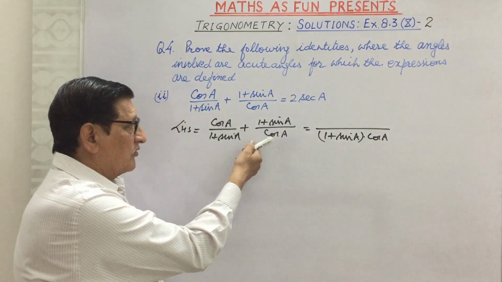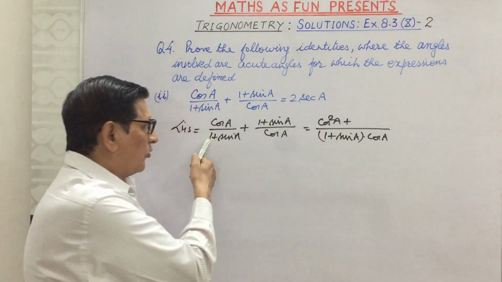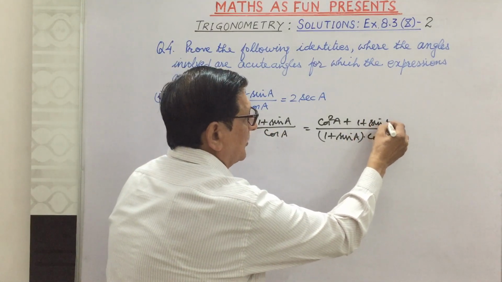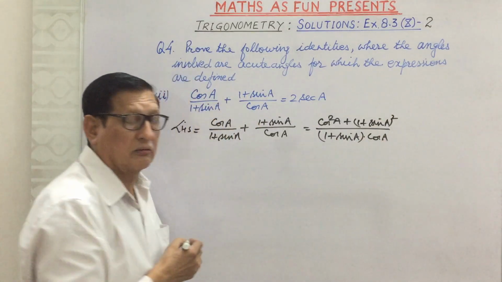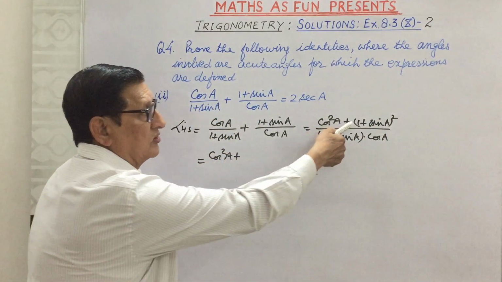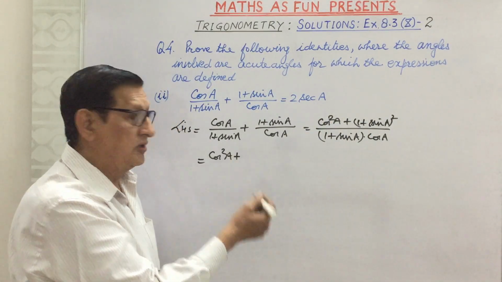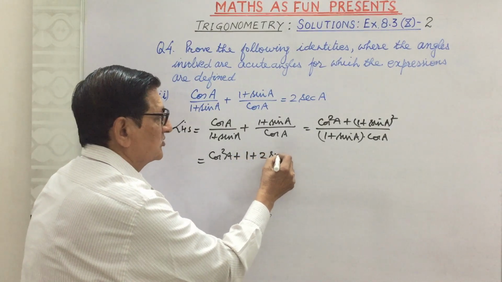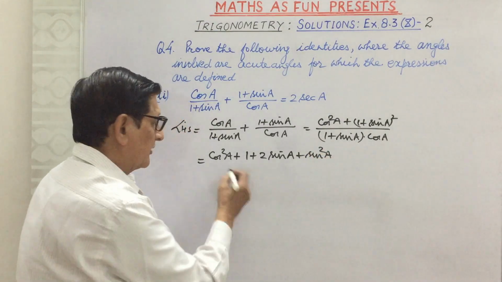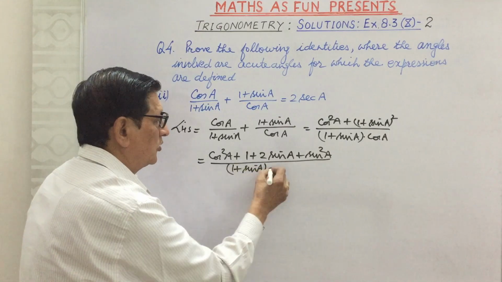In the numerator we will have cos A into cos A is cos square A, plus 1 plus sin A into 1 plus sin A is whole square of 1 plus sin A. If we simplify this, we are getting cos square A plus, we know whole square of A plus B is A square plus 2AB plus B square. We get here 1 plus 2 sin A plus sin square A. Denominator is same, 1 plus sin A into cos A.